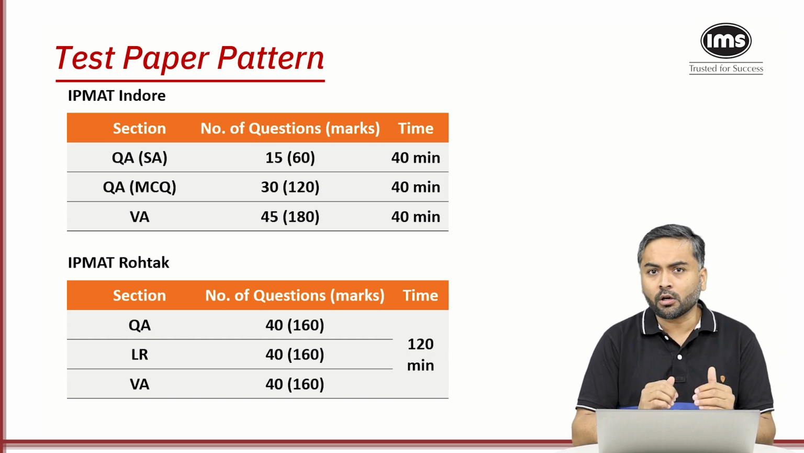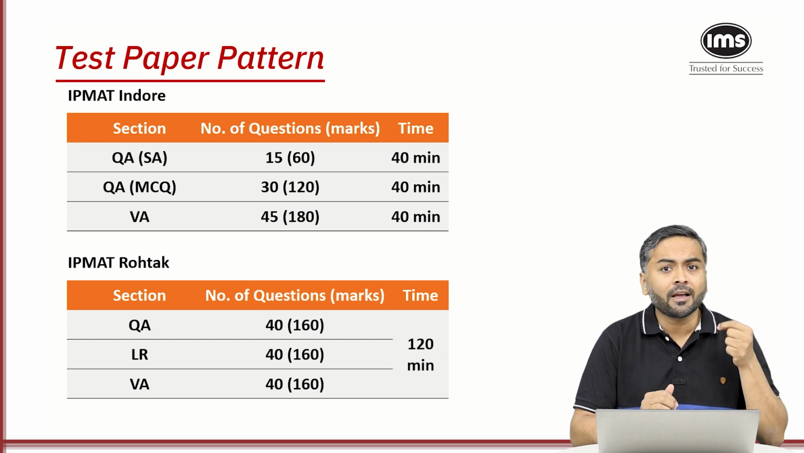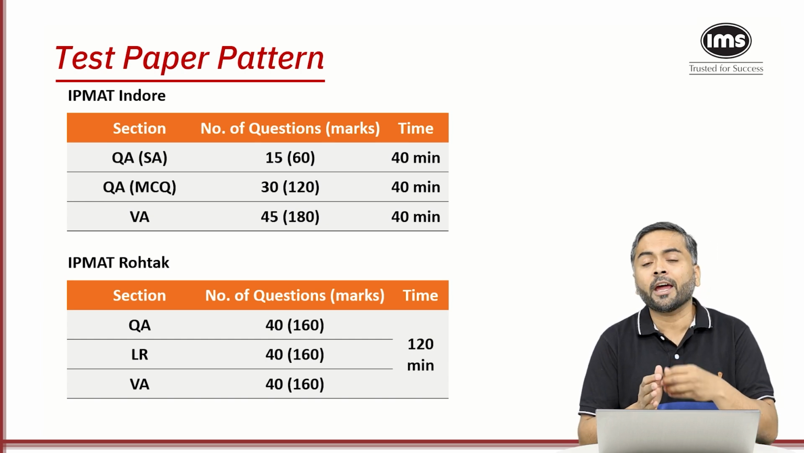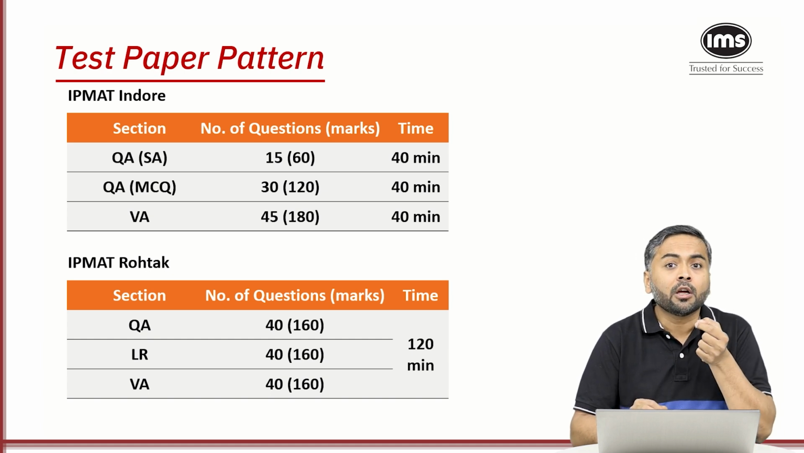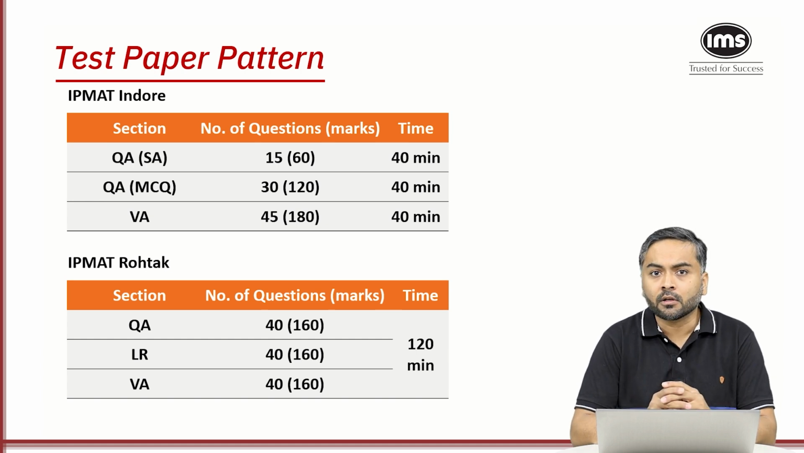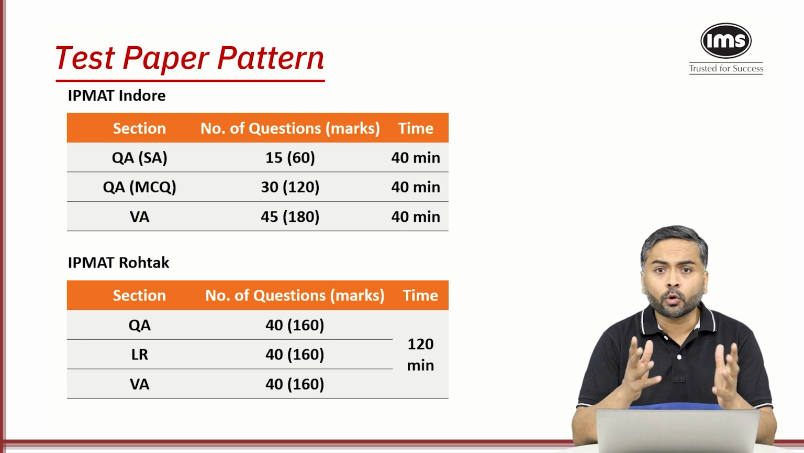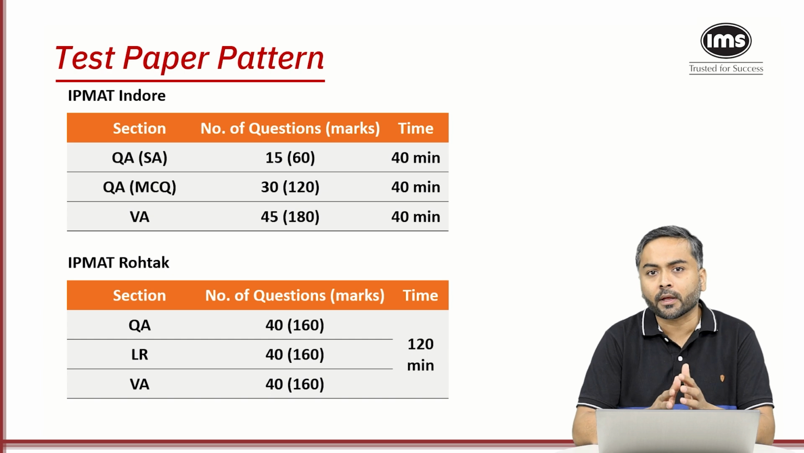In IPMAT Indore, there are three sections, out of which two are quantitative aptitude and one is verbal ability. The first quantitative aptitude section is a short answer section where you do not have to mark the option. You have to enter the integral, the natural number value, and it does not have negative marking. The next QA section is an MCQ section and the verbal ability is also MCQ. QA MCQ and verbal ability both will have negative marking as well.